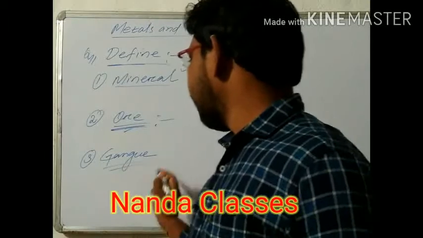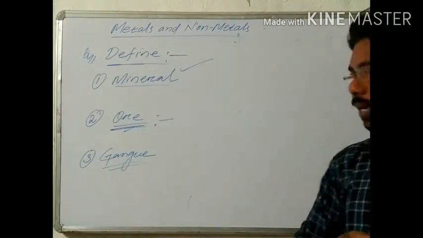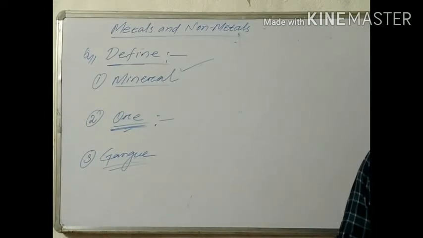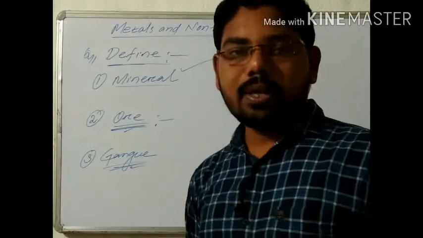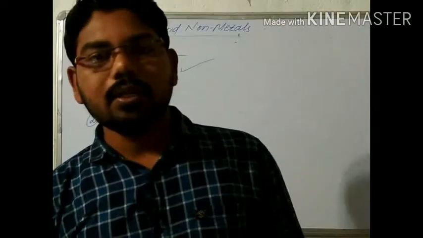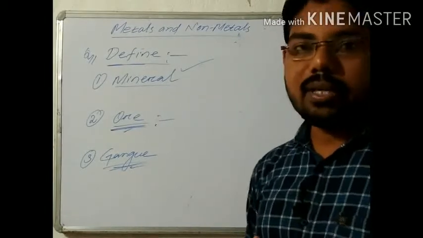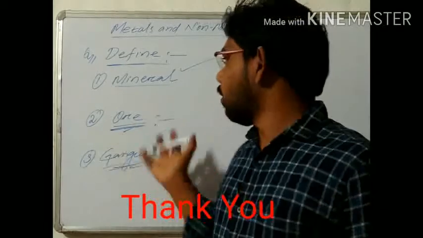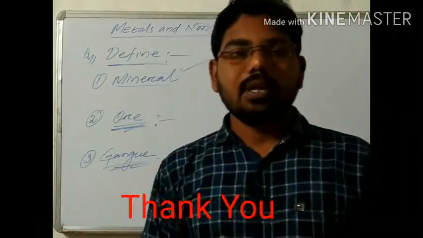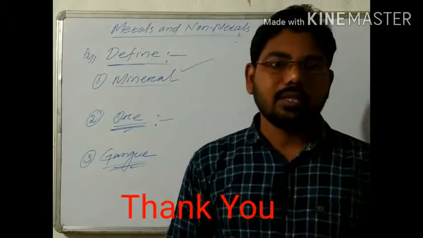Next is gangue, G-A-N-G-U-E. Gangue is the impurities which are present in ore, known as gangue or matrix. It is also known as matrix. So these are some mostly important questions we discussed today. I hope all of you make notes of all these questions. All of you stay home and maintain your study regularly. Thank you for watching.